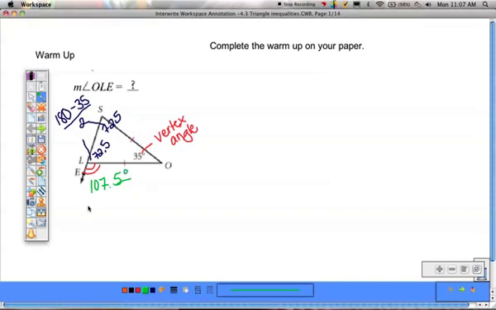Okay, so that uses a couple different properties. Properties of the base angles in an isosceles triangle, and in a straight line, the two angles add to 180.